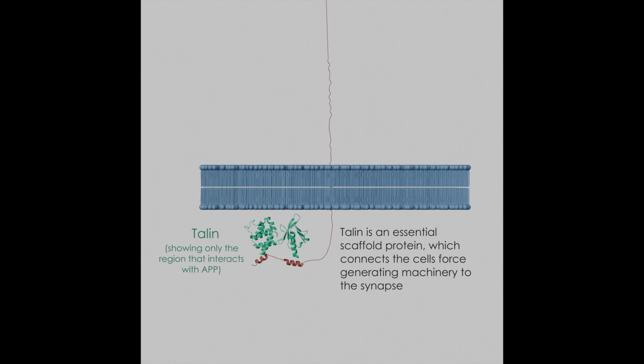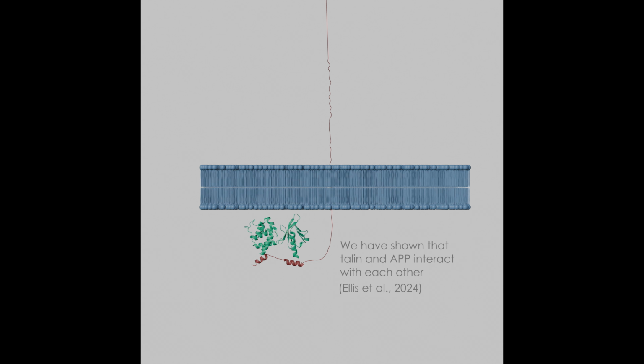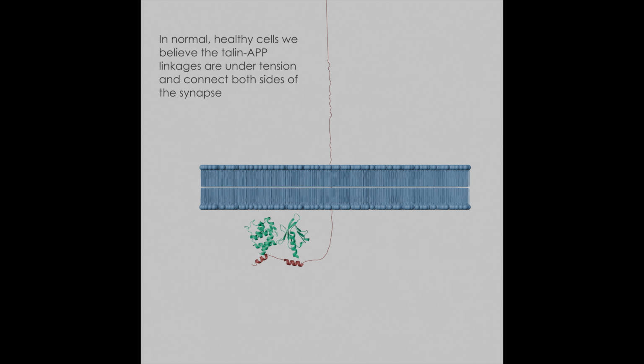Talin is an essential scaffold protein which connects the cell's force-generating machinery to the synapse. We only show parts of talin that interact with APP, which you can see in green. Previously, we have shown that talin and APP interact with each other. In normal, healthy cells, we believe the talin-APP linkages are under tension and connect both sides of the synapse.